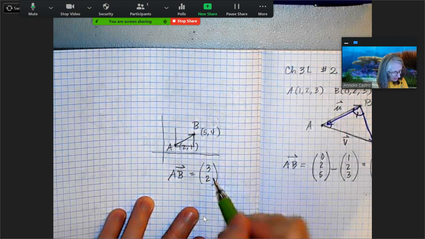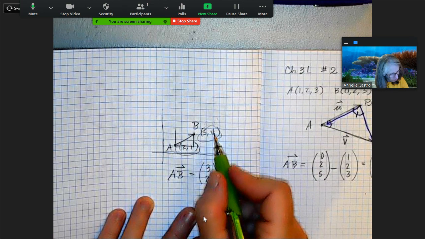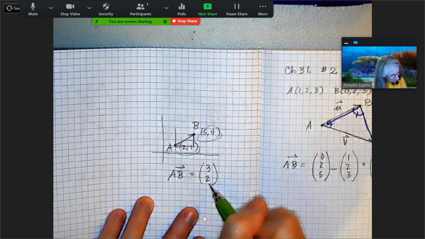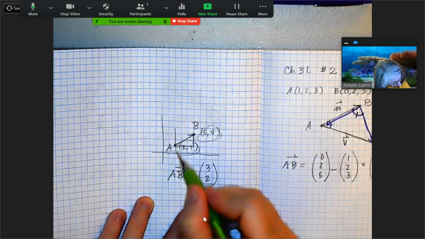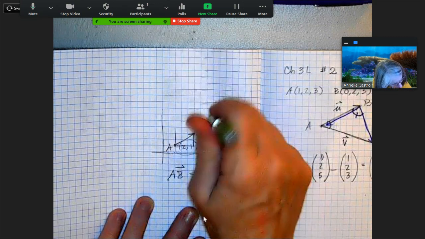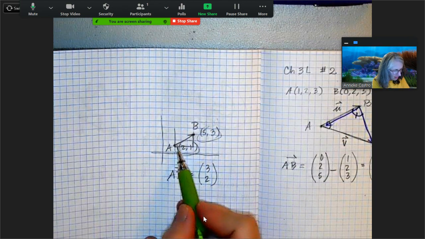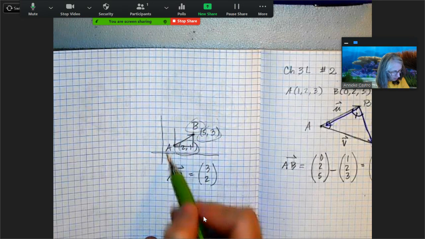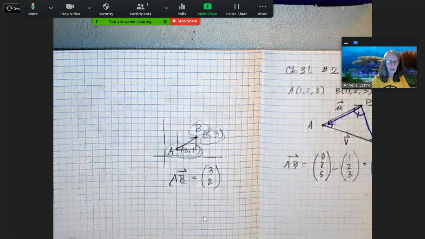Well, how can I get that by looking at the coordinates of these points? To get the 3, I would have to do 5 minus 2. And to get the 2, did I mess something up? 2 and 1. Oh, I forgot to change this. That was a 3. Forgot to change that. Okay, and then to get the y coordinate would be 3 minus 1. So it's the second point minus the first point. Second point minus the first point. If you ever forget that, you can always just make a simple example to figure that out.